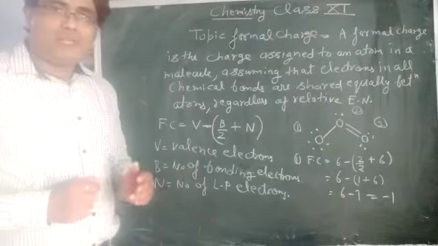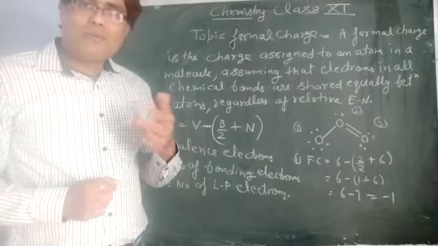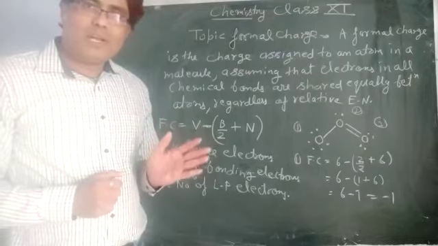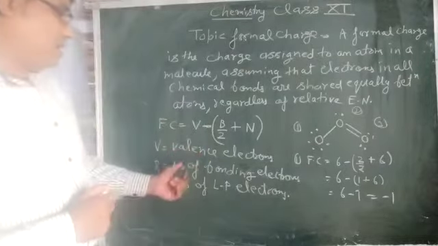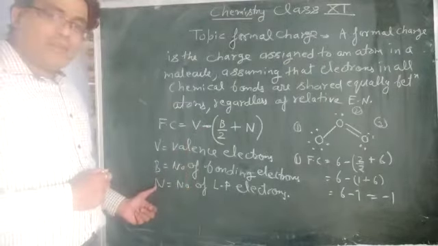You know, if there is a single bond, there will be 2 bonding electrons. If there is a double bond, there will be 4 bonding electrons. So B is the total number of bonding electrons.